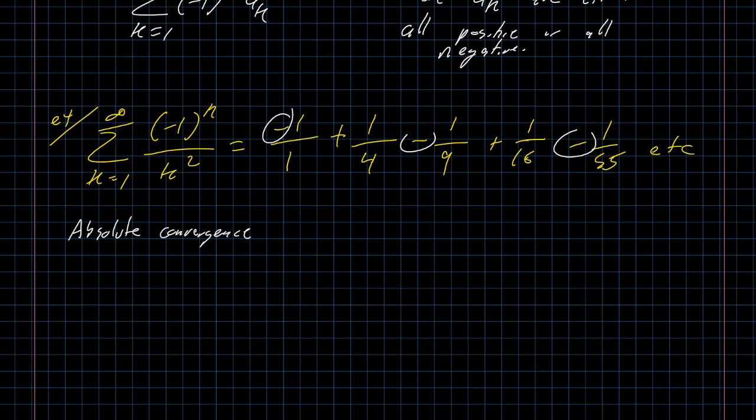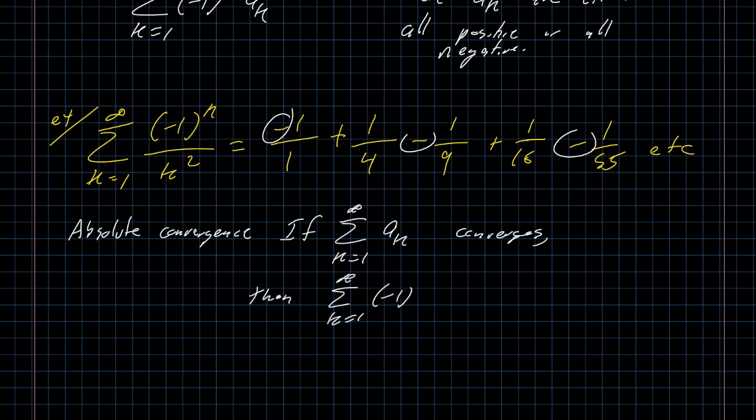And when you have an alternating series, there is a test called absolute convergence. It says that if the sum, k goes from 1 to infinity of a_k, converges, then the sum, k goes from 1 to infinity of (-1)^k times a_k, also converges.